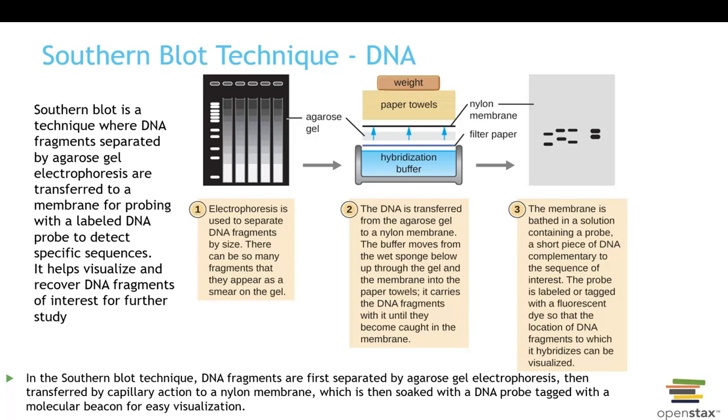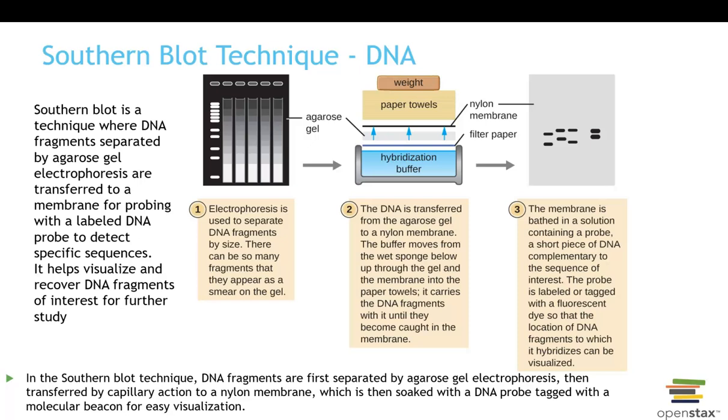Another technique is called Southern blot. This is a technique where we use DNA fragments. We separate the DNA fragments using the agarose gel electrophoresis that we just talked about. But because agarose gel is very fragile, like jello, it's not going to last forever. It's a very fragile structure.